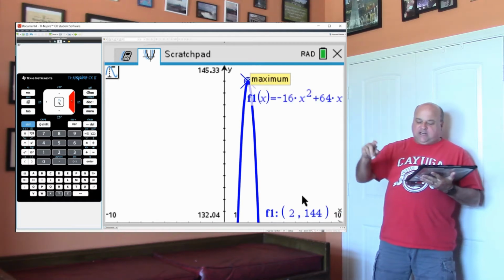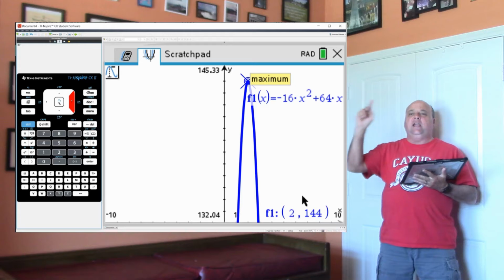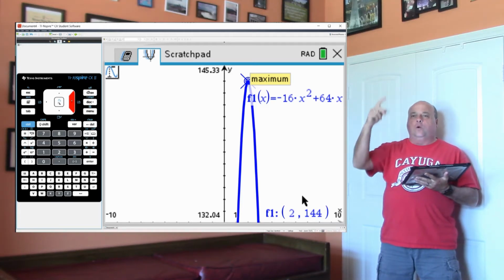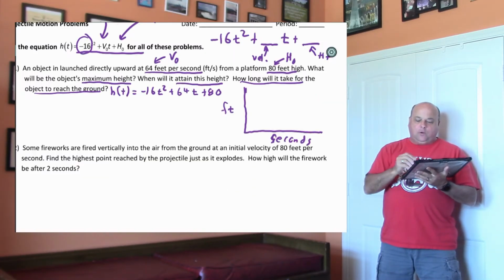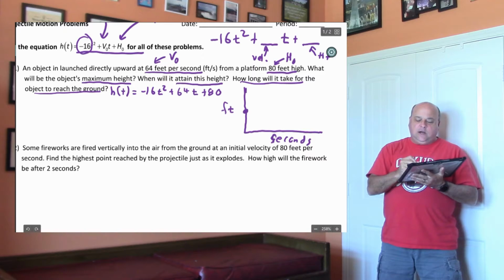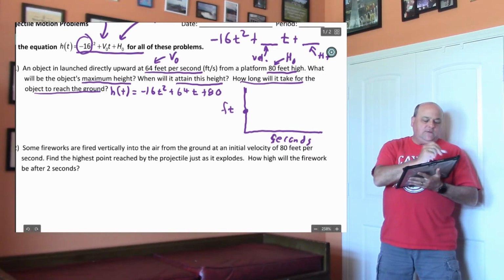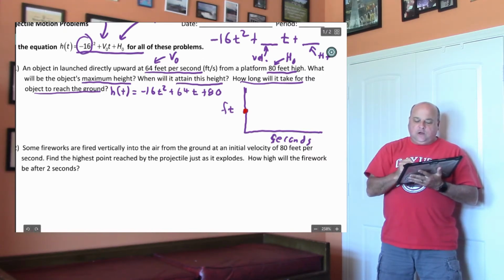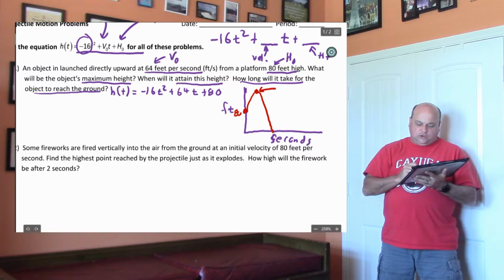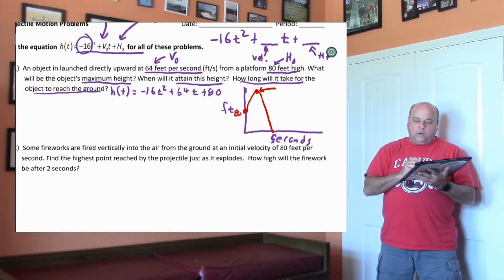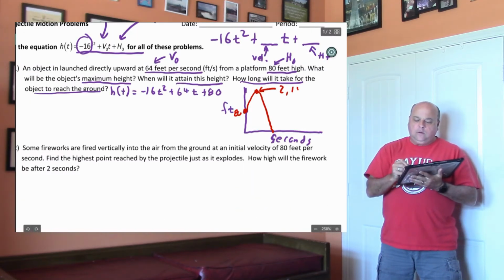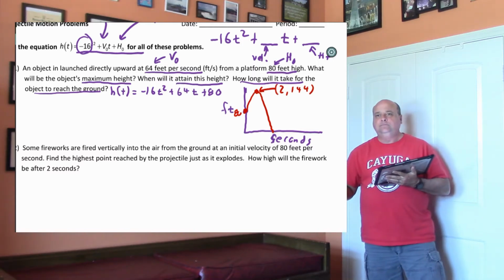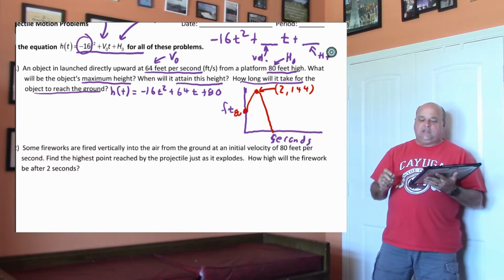Okay, so the maximum is going to be 144. At 2 seconds, it's at 144. So we're going to go to the paper, put a dot here, and that's 80. Let me do this in a different color. So put a dot here and put 80. Then it goes up and then back down. This dot right here was 144, which is the maximum height, and that occurred at 2 seconds.